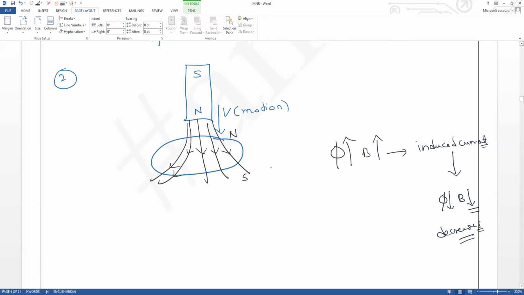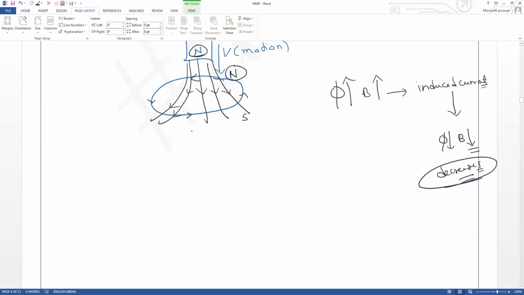North pole, top view. North pole means clockwise or anti-clockwise? Decreases means it opposes. Opposes means repulsion. So which poles will repel, same poles or opposite poles? Same poles. So what is going to happen? Clockwise or anti-clockwise? Anti-clockwise. Understand?